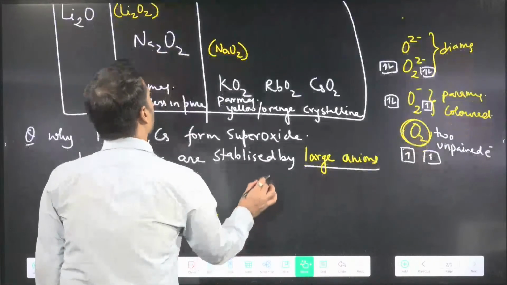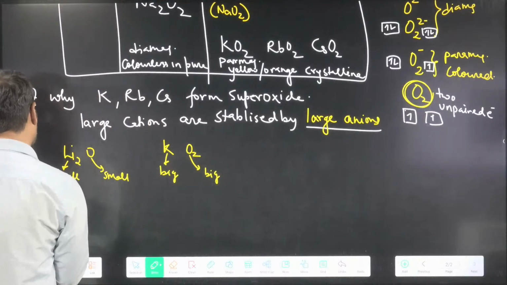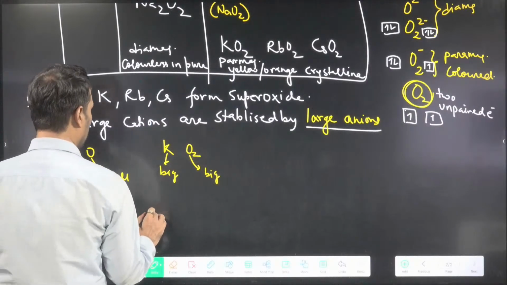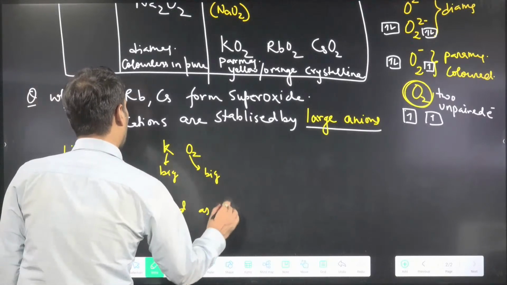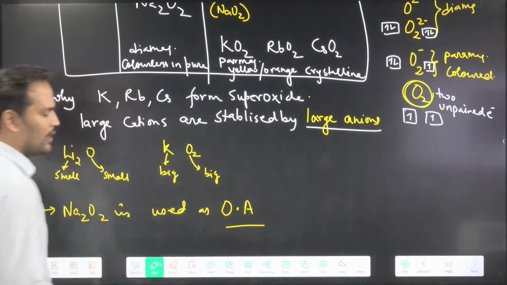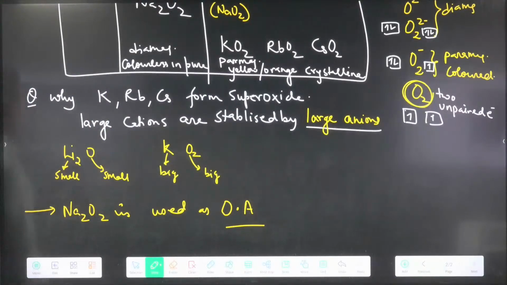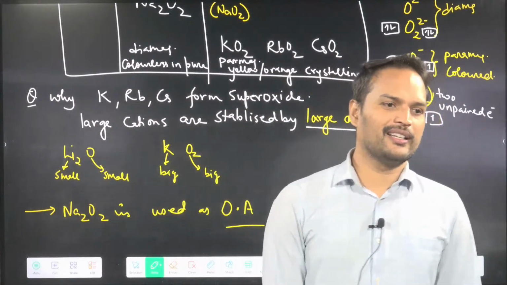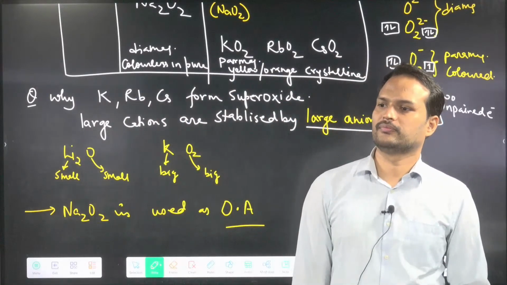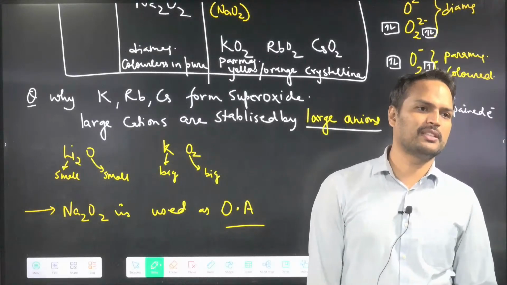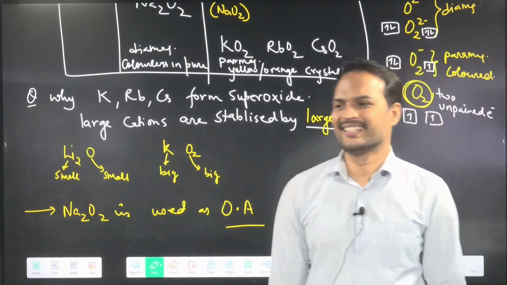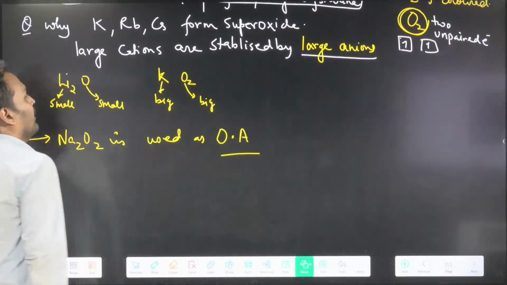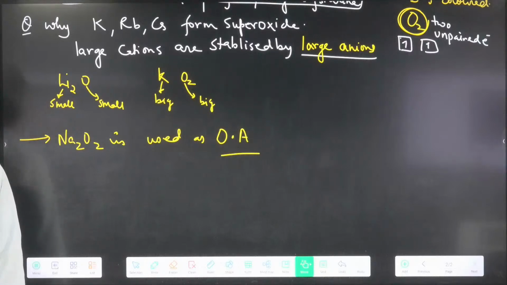Then they have written one use. Okay, uses we will see later also, but they have written like this: sodium peroxide is used as an oxidizing agent. Okay, so keep this in mind. Small is stable with small, big is stable with big. Correct, Amrut. Small wants to be with small, big wants to be with big. Okay. Done with this one? Done.